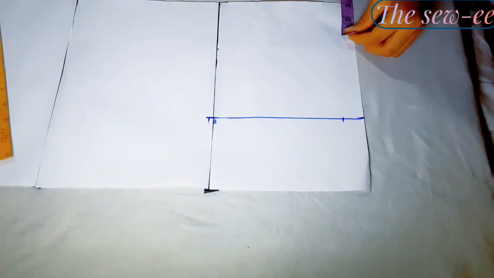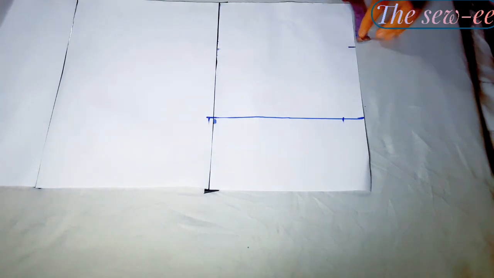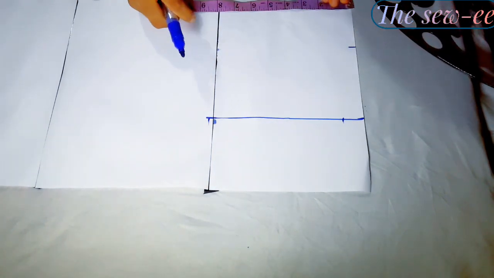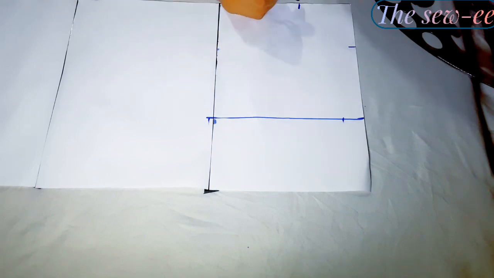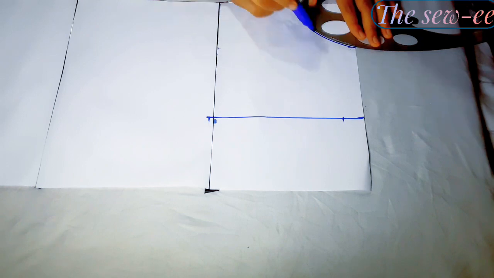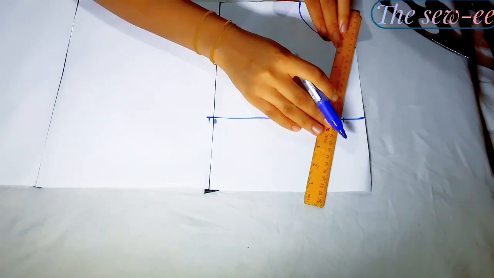Then I'll be making my armhole, my neckline. So I marked my neck width to be 3 inches. You could go ahead to mark whatever. So I'm just going by the standard 3 by 3, 3 by the width and 3 by the depth. Then I'll make my shoulder slope from this point to the nape.